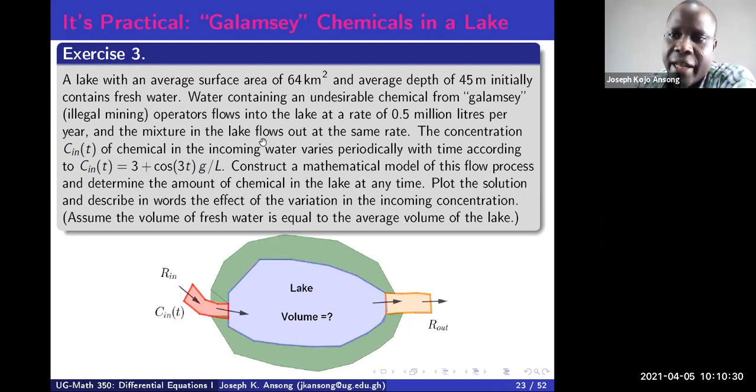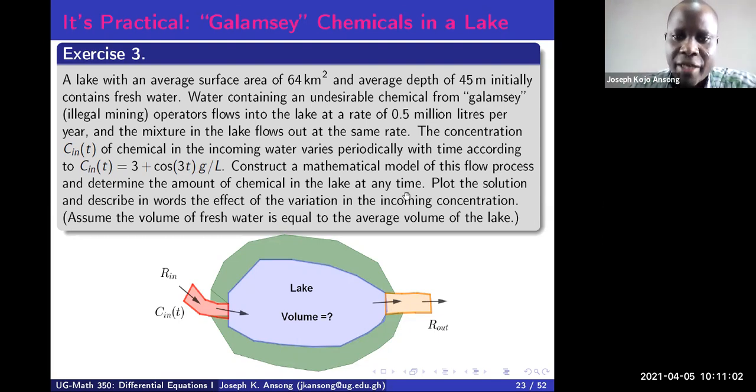And the mixture in the lake flows out at the same rate. Now, the concentration c_in(t) of this chemical in the incoming water varies periodically with time according to this expression here, 3 plus cos 3t. This is grams per liter. So the concentration that is coming in is changing sinusoidally. There's a period where it is high, then it's low, then high, according to the cosine here.